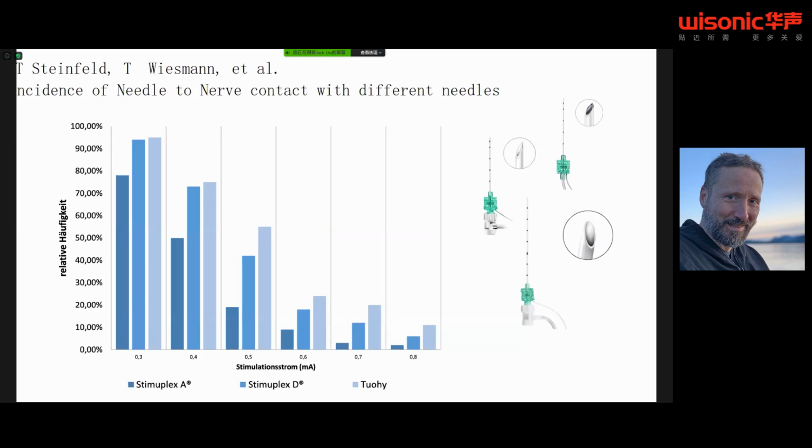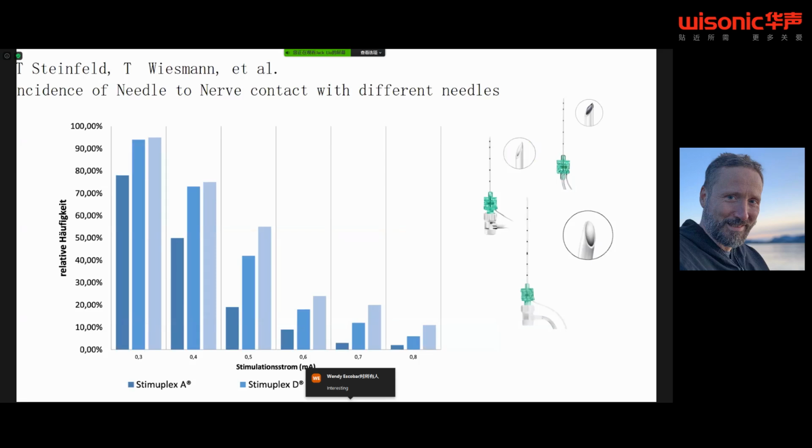What I want to show you in this figure is a comparison between different needles. This is unpublished data from Thorsten Steinfeld and colleagues in Marburg in Germany. And what you can see is that, probably due to a different needle tip geometry, maybe due to a variation in the insulation of the needle, the frequency of successful stimulation varies when using different current settings with these 3 needles.